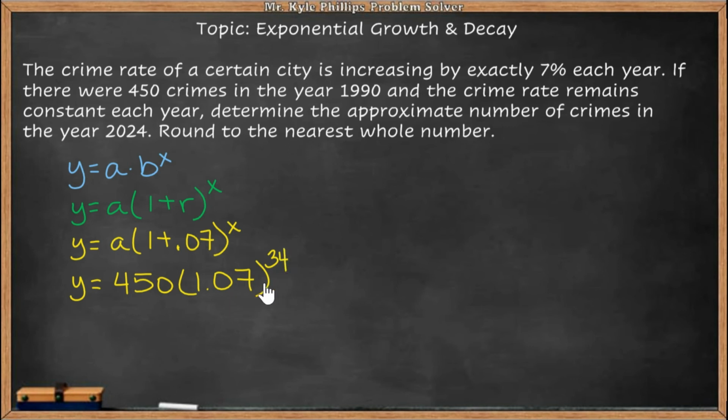Now, you cannot do this in your head unless you're some kind of genius, which if you are, kudos to you, and you should probably be making these videos and not me. But we're going to type this on a calculator. We're going to say 450 times 1.07, raised to the 34th power. And our answer to the nearest whole number is 4,490.